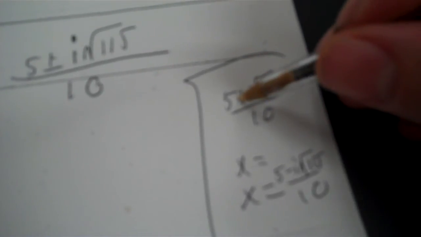So what I do is I just put the square root of 115, and we put that i right in front. So the answer is 5 plus i square root 115 over 10, 5 minus i square root 115 over 10. Okay? You just make a plus between them, then a minus, and that's your answers.